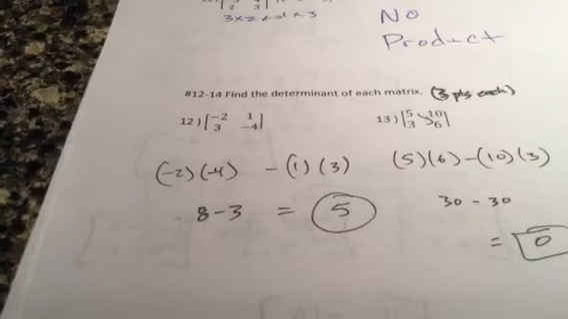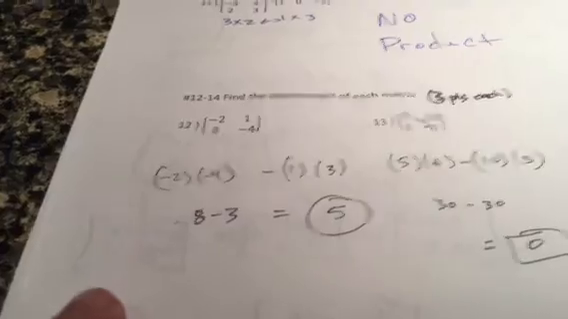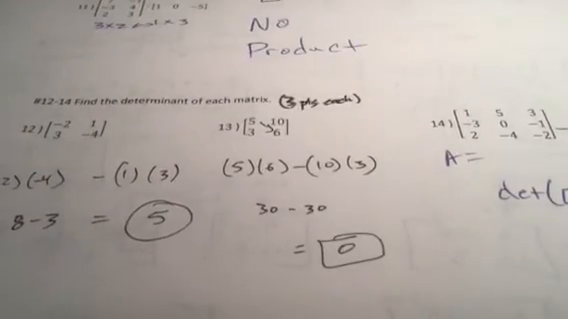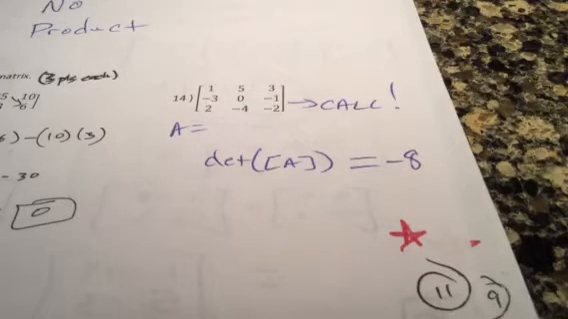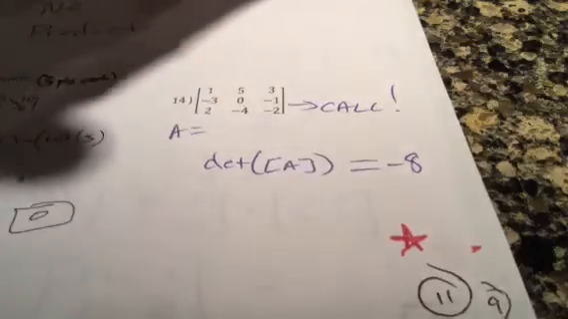Find the determinant. You can really do that by hand. It's the difference in the cross products. -2 times a -4 minus 1 times 3. 5 times 6 minus 10 times 3. Definitely use your calc on 14 there for the 3 by 3. Call that a. Hit determinant of a. I'd expect all 3 of those on your test.